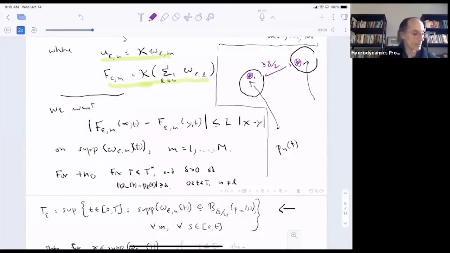That the support of omega epsilon m at time s is contained in the ball of radius delta over 4 around p m at time s. Sorry, this should be an S.